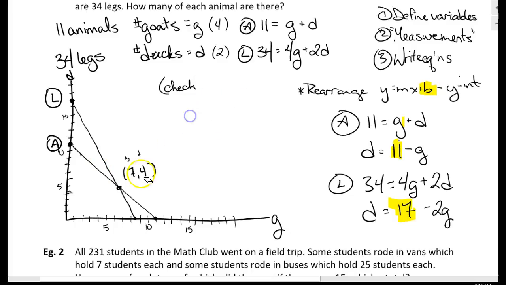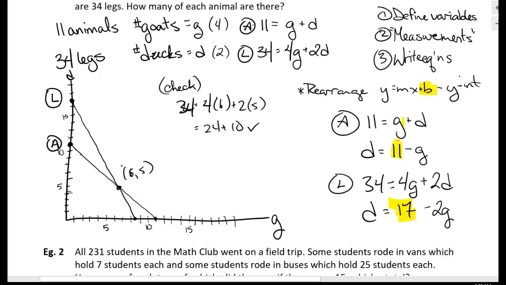So let's try that. Or rather 6 and 5. So L 34 equals 4 times 6 plus 2 times 5. Gives me 24 and 10. That works. So that's my solution.